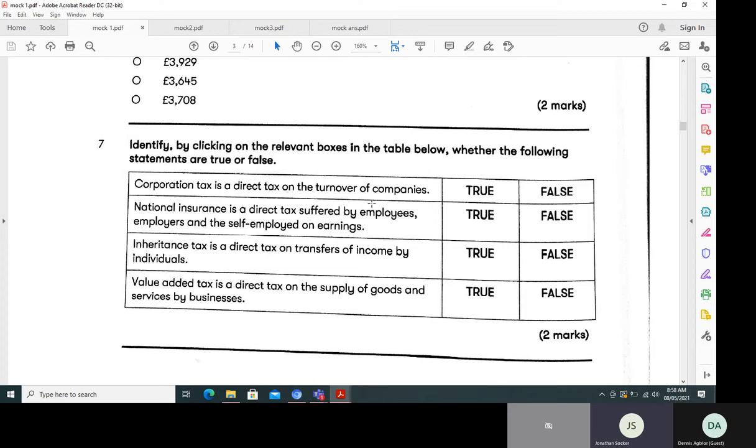Inheritance tax is a direct tax on transfers of income by individuals. Is it true or false? It's false. It's on transfer of value. VAT is a direct tax applied on goods and services. It's false. It's an indirect tax.